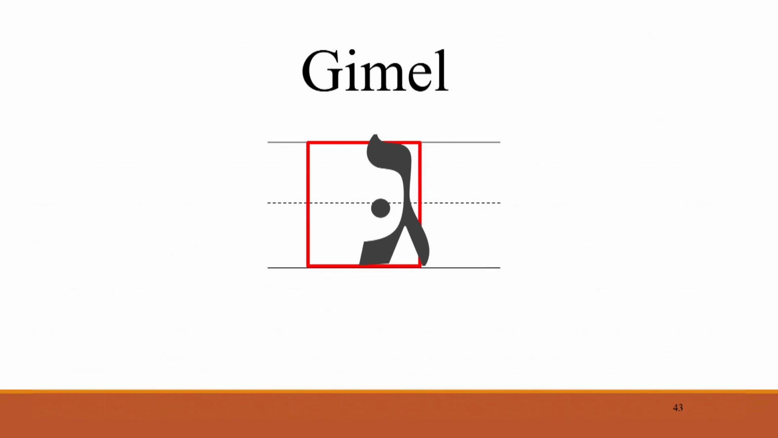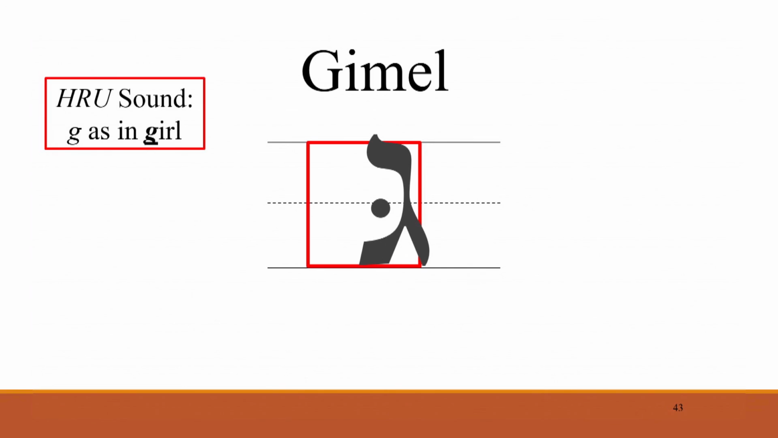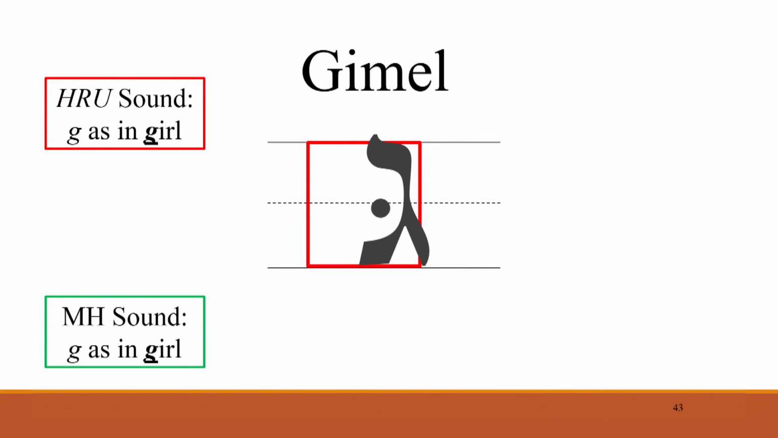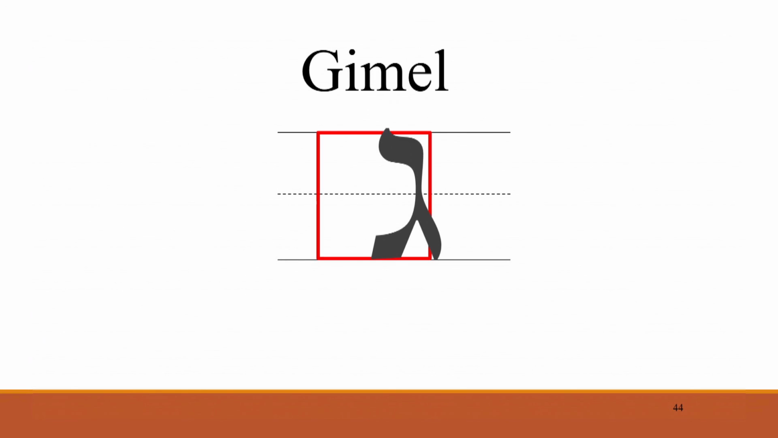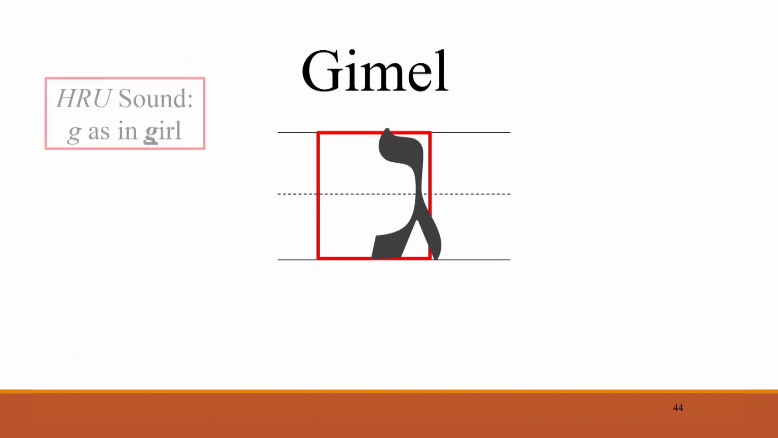Next you have gimel. And you'll notice again the dagesh in the gimel. It makes the sound g, as in girl. Modern Hebrew does the same thing. Here's gimel without the dagesh. But we're not going to make any difference in sound. So this is g, as in girl, any way you slice it.